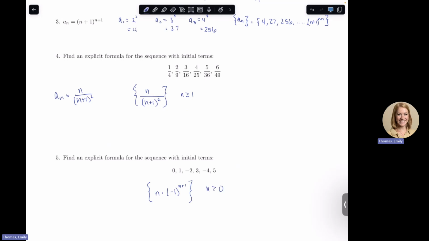This would be for n greater than or equal to 0. So if we plug in 0, we get 0 times -1 to the first. That's -0, which is fine. Plug in 1. This would be n equals 0. This would be when n equals 1. Plug in n equals 1, you're looking at 1 times -1 squared. That'd be 1 times 1, which is 1. And then 2 would be 2 times -1 cubed, which would be -2. Does that make sense? Yes.